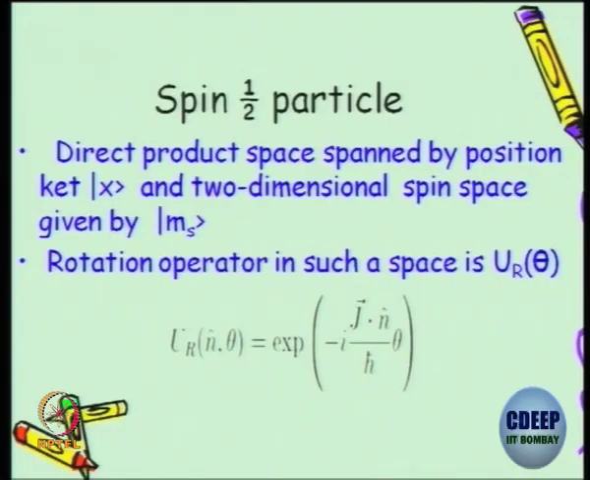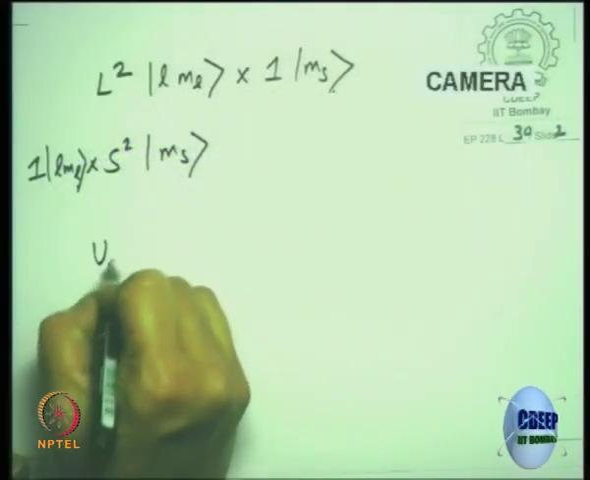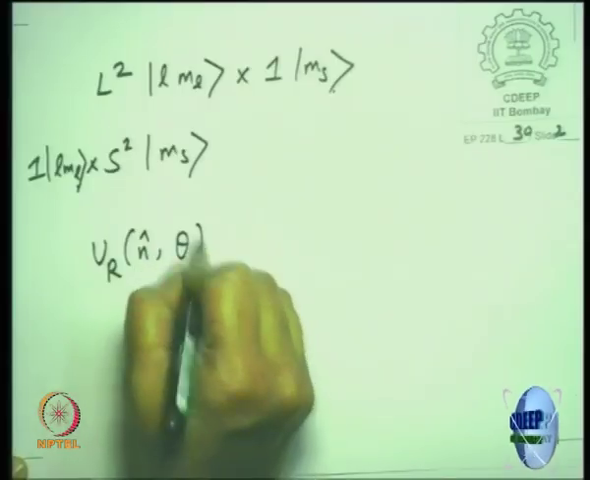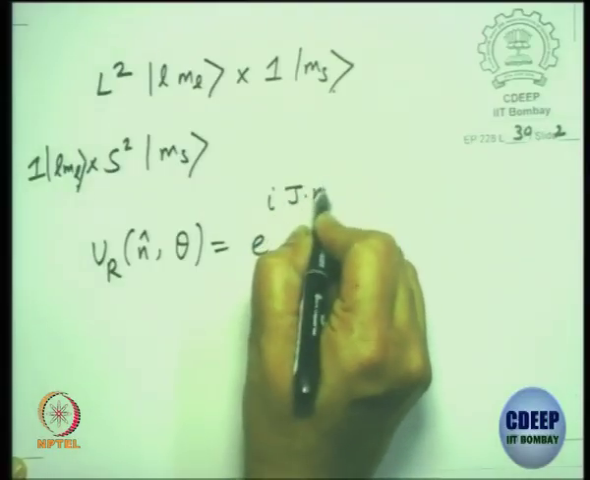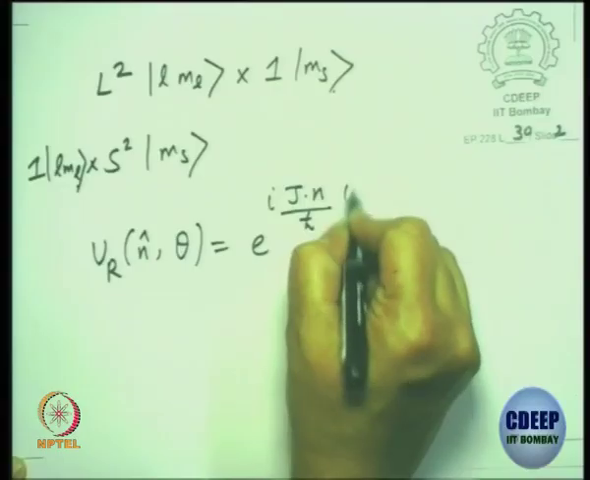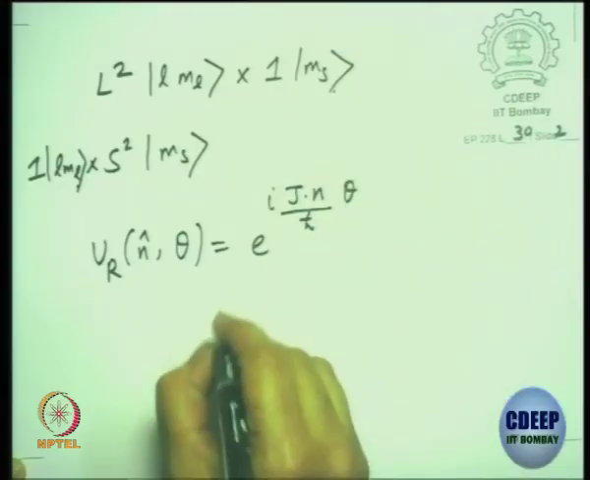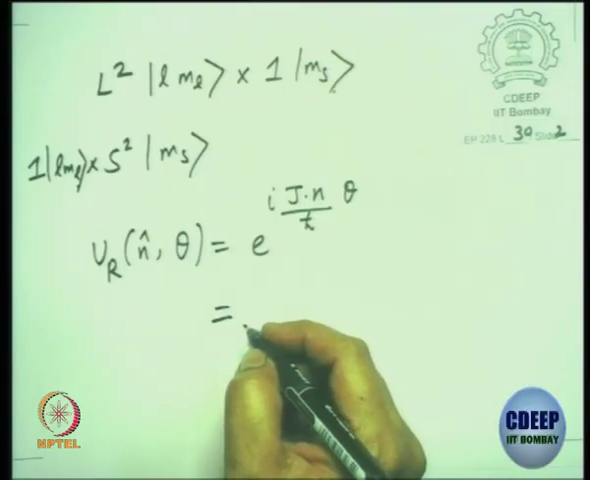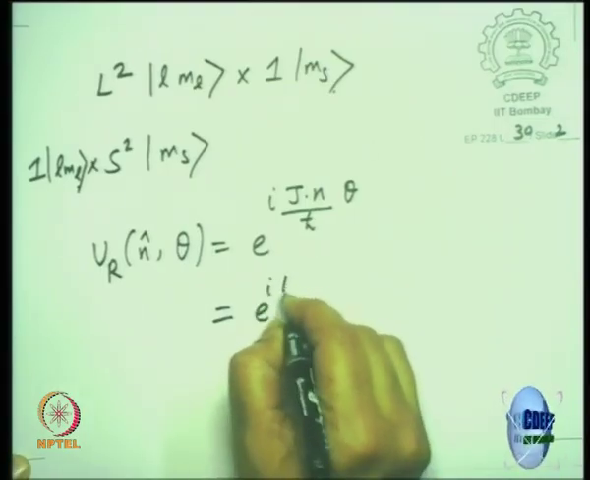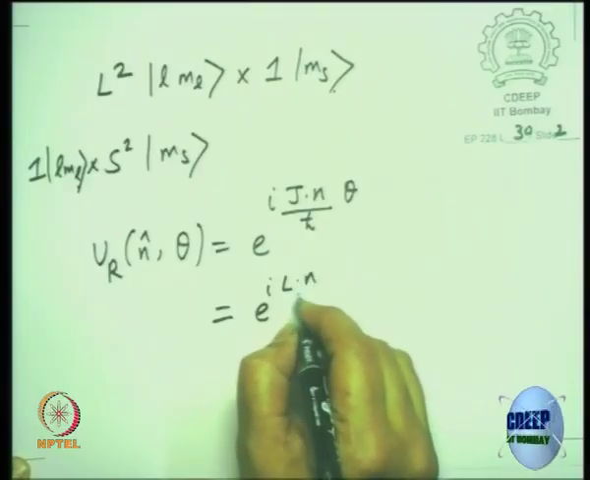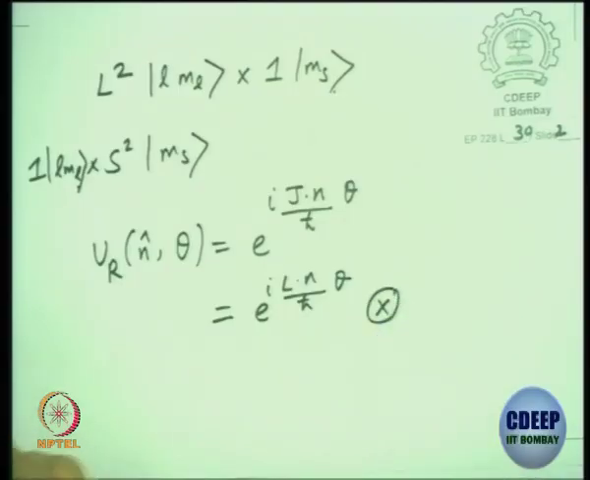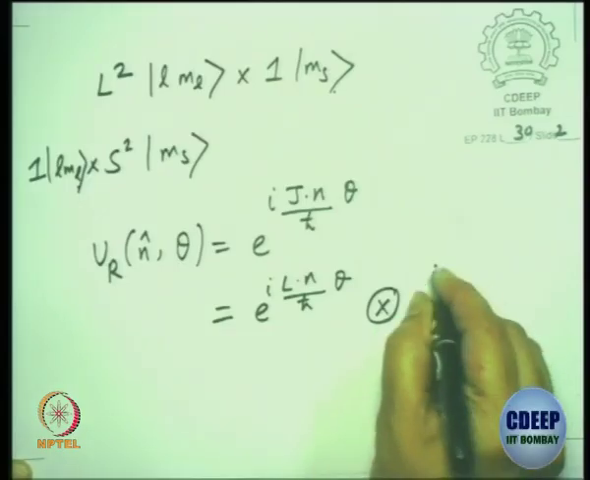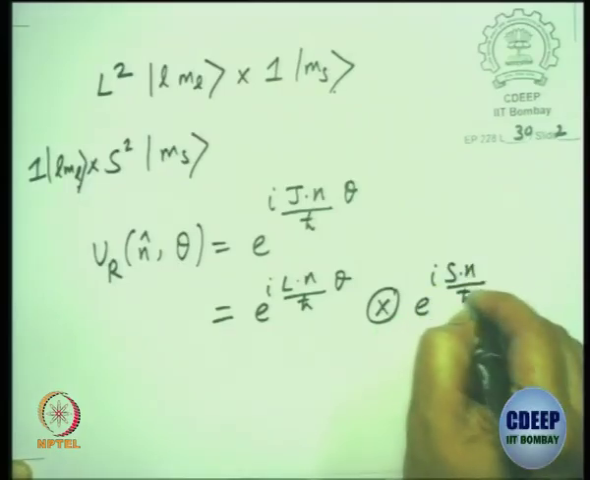So, in the same way, can we write this UR operator in a neat fashion? So, UR(n hat, theta) is the exponential of minus i J dot n by h-cross times theta. I could write this in the direct product space as e to the minus i L dot n by h-cross theta, direct product, e to the minus i S dot n by h-cross theta.